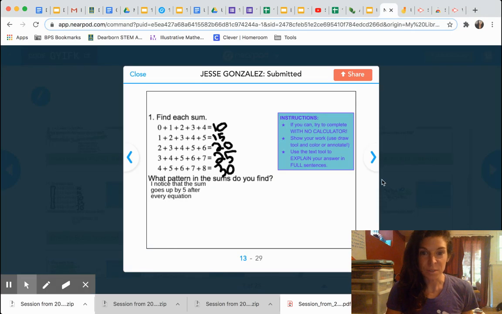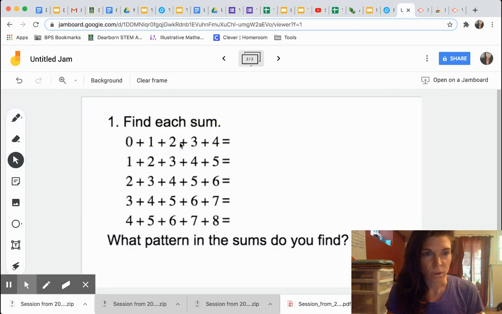Okay, so in this problem, we saw that many students answered that the answers went up by 5. Awesome. Why did they do that? If we look at the equations, if we look at the problems, we can see there's some patterns there, and that might help us figure it out. So if we're looking at these equations, what do we notice?